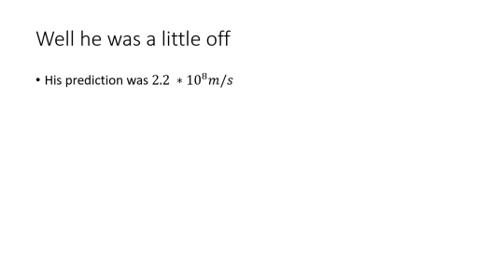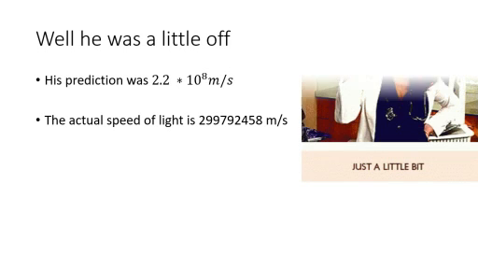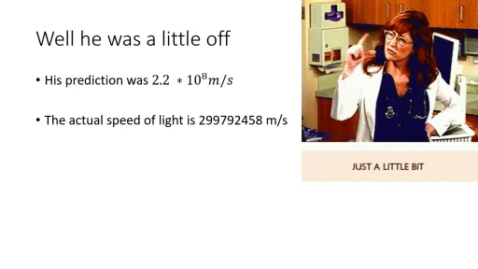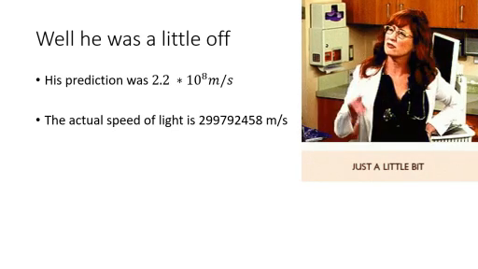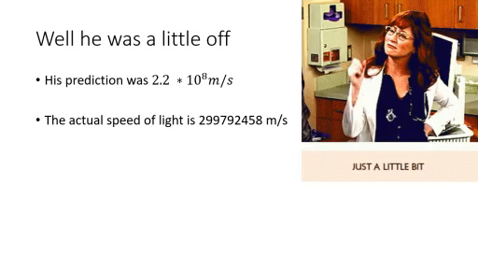That's 220 million meters per second. He was a little off. The actual speed is 299,792,458 meters per second, found later when we had better instruments and everything. So that's the actual speed of light.